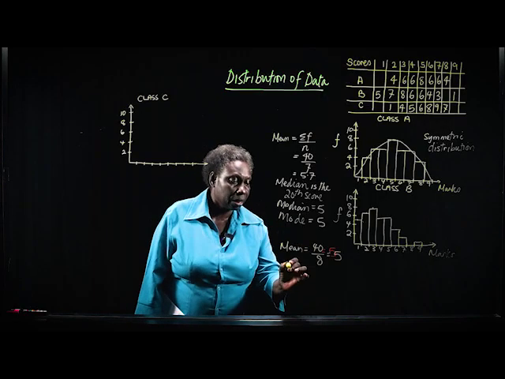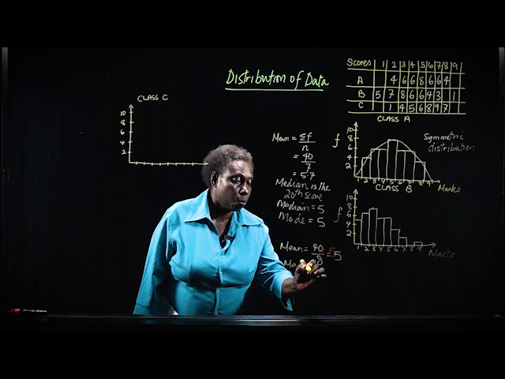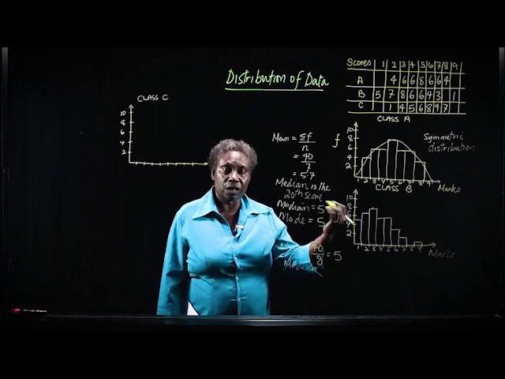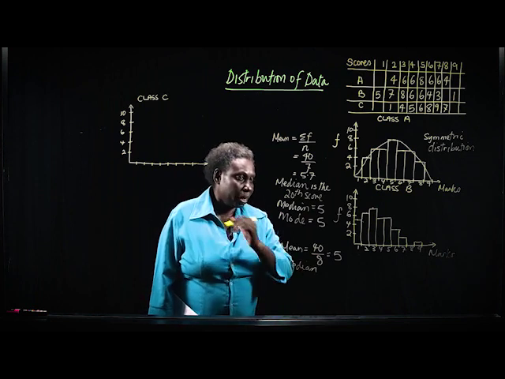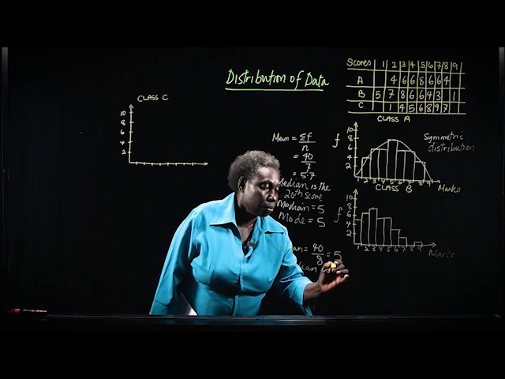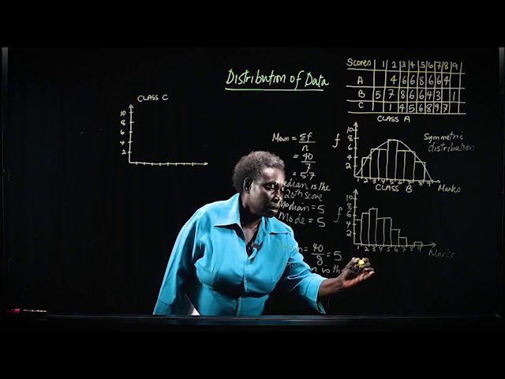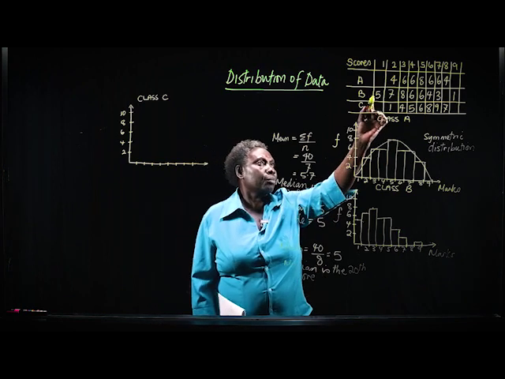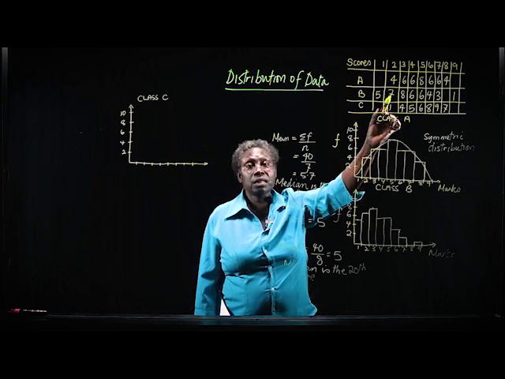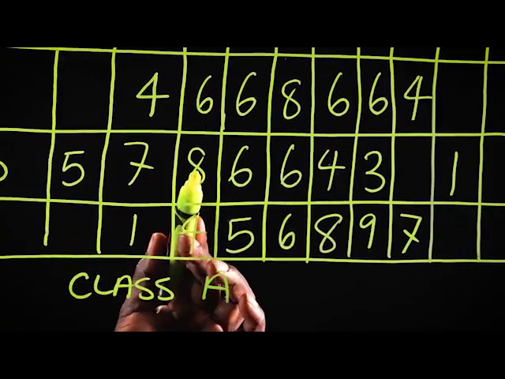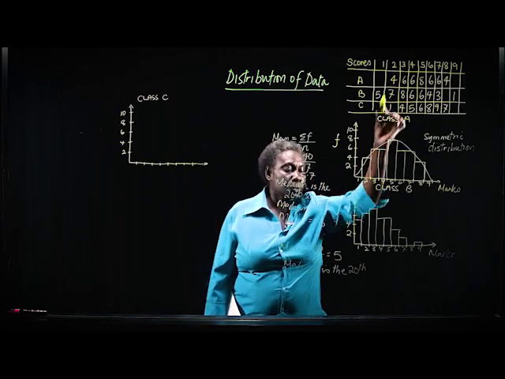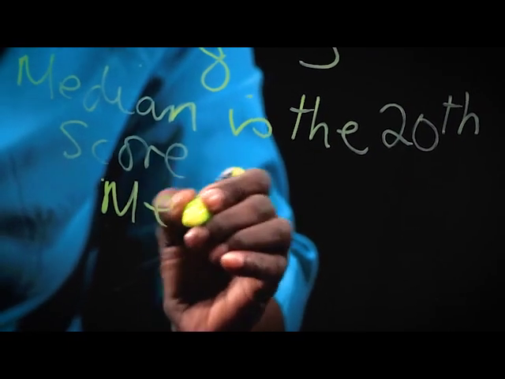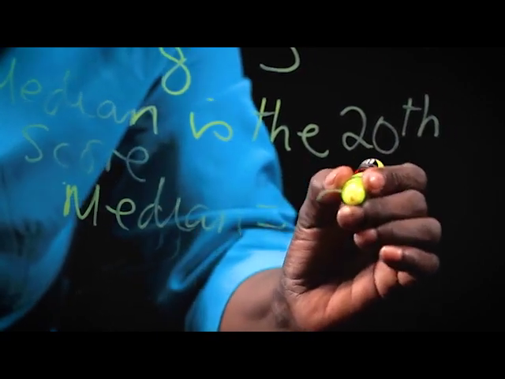Now, let's look at the median score. The median score would be the middle score. In this case, because we have the same number of students, 40 divided by 2 will give us 20. Therefore, the median is the 20th score. I'm going to add from these scores: 5 plus 7 is 12, 12 plus 8 is 20. So the 20th score is 3. Therefore, the median score is 3.